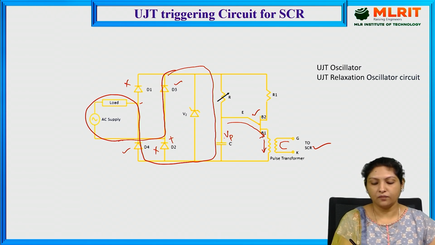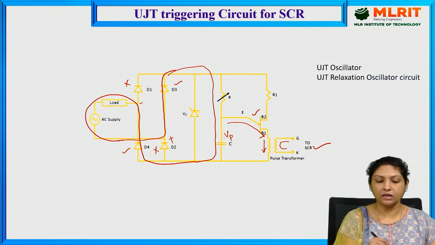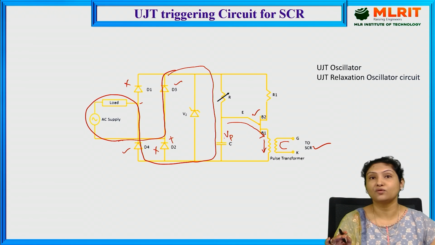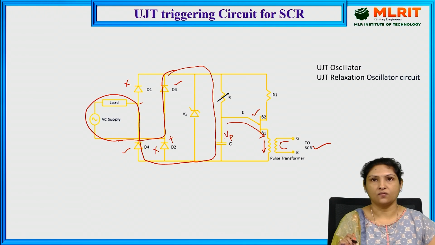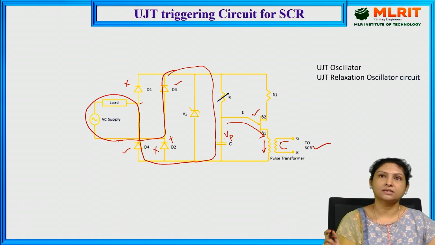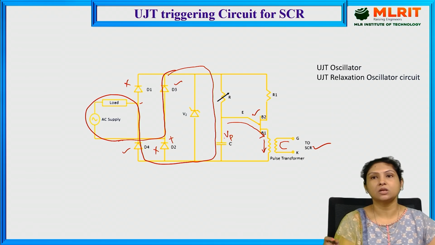That is, when the capacitor is completely charged, it gets discharged. And once it is completely discharged, the positive half cycle again charges the capacitor, and thereby the cycle repeats. That means if you observe here, the UJT, once it is turned on, is turned off the next instant. It is acting as an oscillator circuit. So that is the reason we call it the UJT relaxation oscillator circuit.